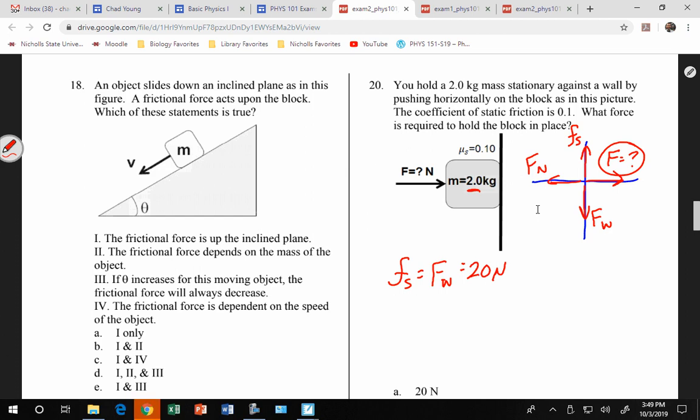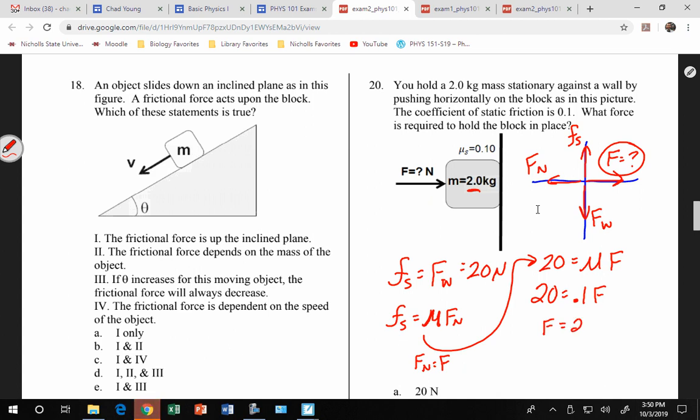And then I know that Fs is equal to mu times the normal force. So I say 20. Oh, and then I further know that the normal force is equal to the force F. My normal force is whatever force I'm applying to the wall. So I say 20, that's Fs, is equal to mu times F. Oh, but mu is given, 0.1 times F. F is 20 over 0.1, which is 200.